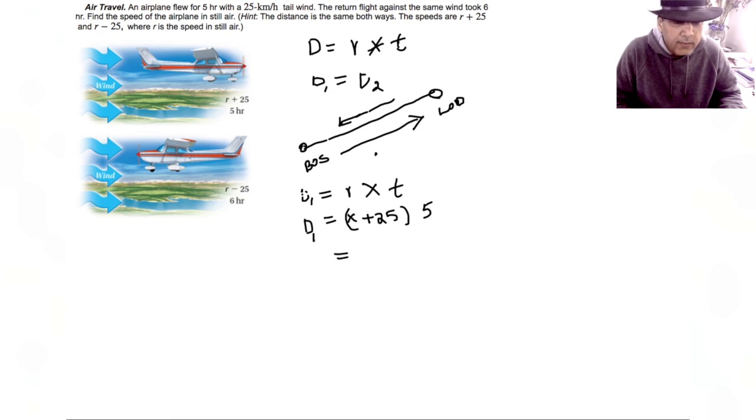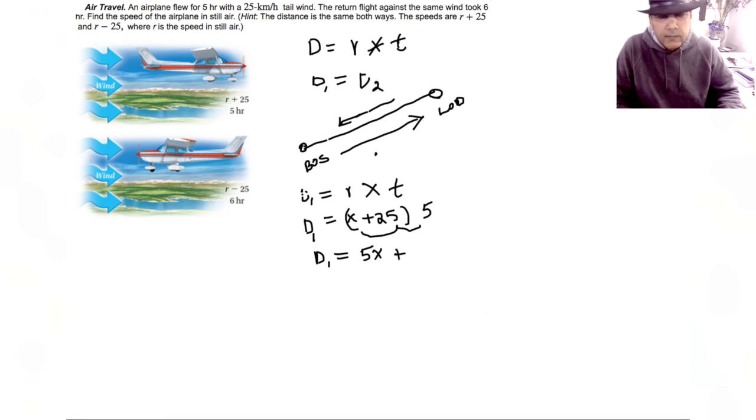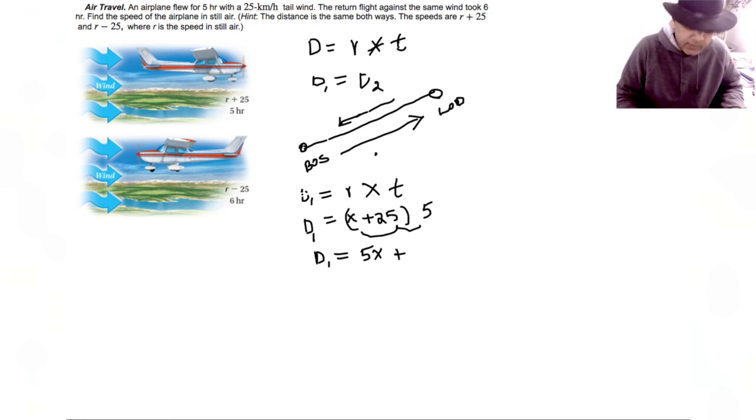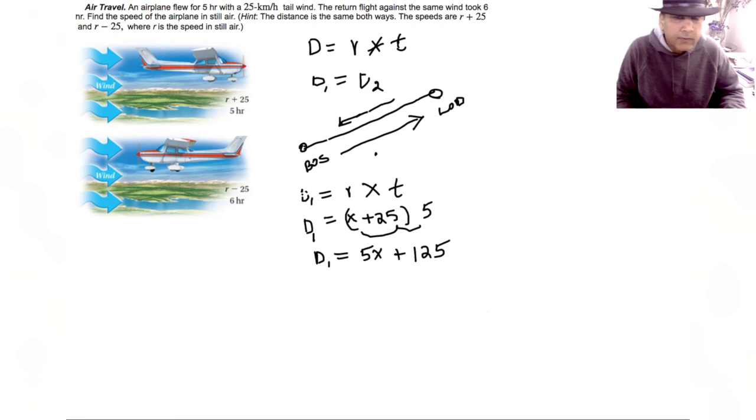So let's calculate D1. My distance 1 is gonna be, I'm gonna distribute inside, 5x plus 25 times 5, which is 125. You could even use a calculator. So 125. Okay, so that's my D1.